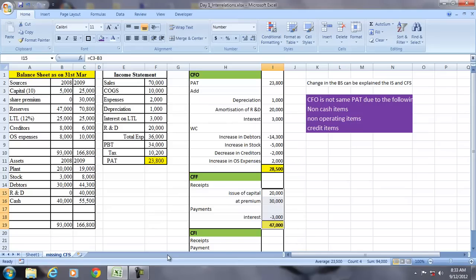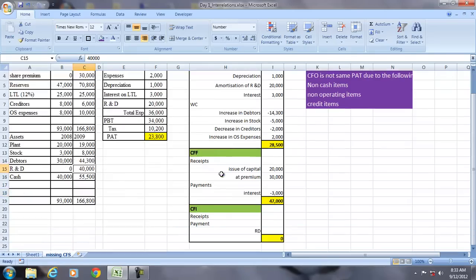Now the investment decision is a purchase of assets or purchase of R&D, but the asset has changed only because of depreciation, so there is no outflow or inflow because of purchase. In other words, there is no sale or purchase of plant during this period. However, for R&D, there was no R&D in the beginning. There is an R&D of 40,000 and we amortized R&D of 20. So that means we have actually purchased R&D to the extent of 60,000.